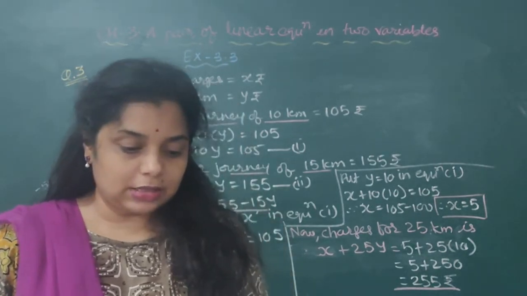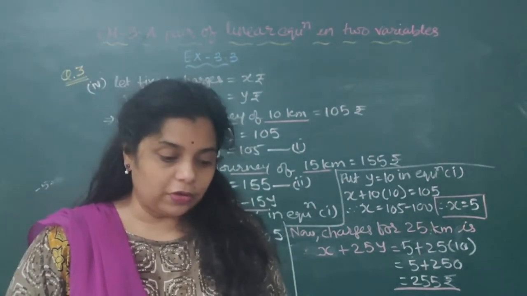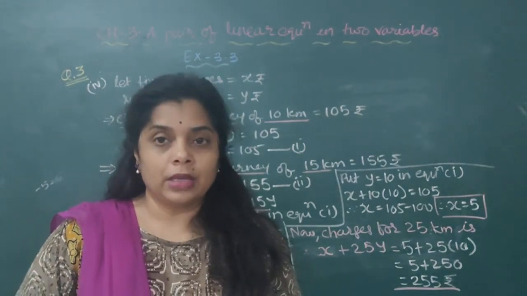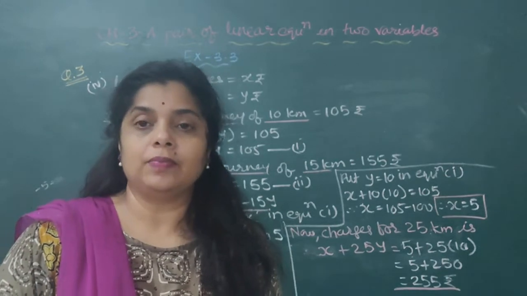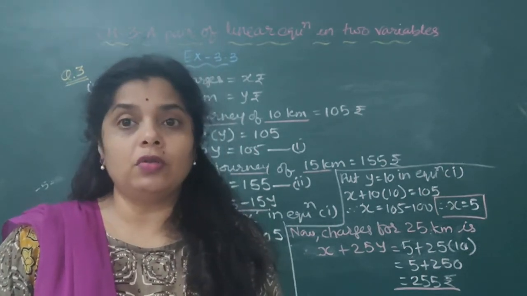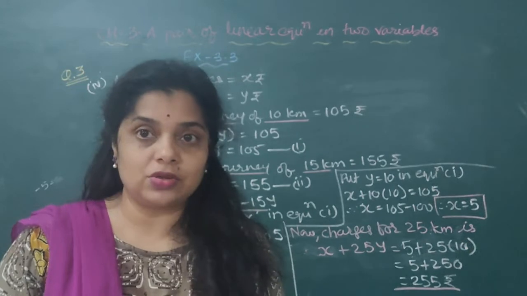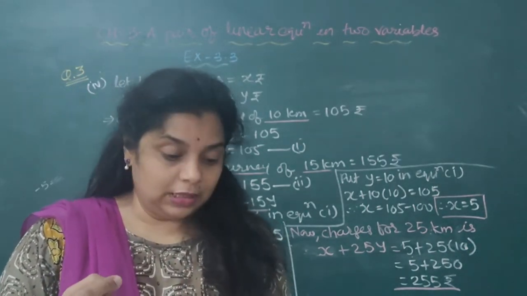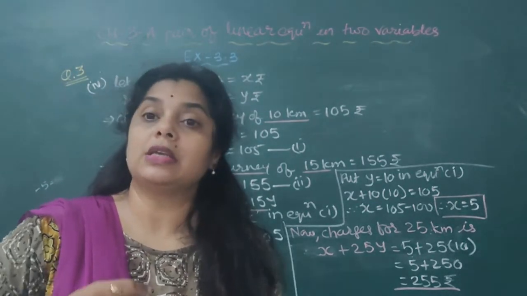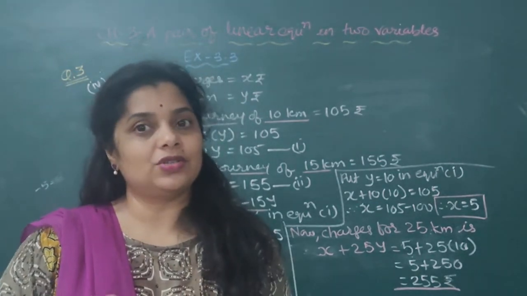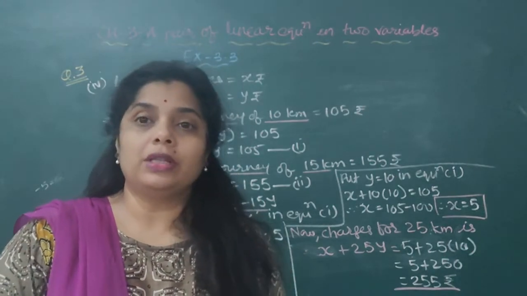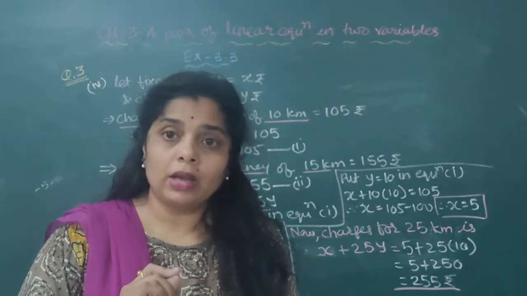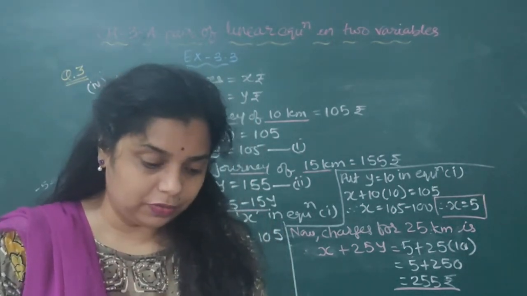A taxi charge in a city consists of a fixed charge together with a charge for the distance covered. If you hire any taxi, it has a fixed charge. Along with it, it has variable charges also. Variable charges means the charges related to the distance. As the distance increases, the charges also increase. And along with that, the fixed charge is there. So that is the meaning of the first sentence.